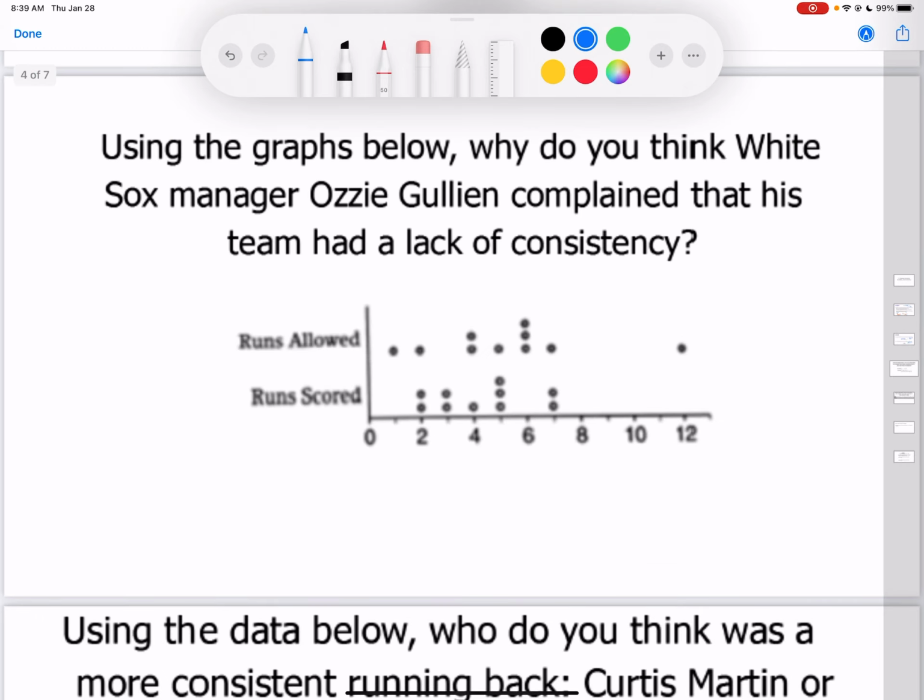So let's say we're looking at two different graphs. White Sox manager Ozzie Guillen complained that his team had a lack of consistency. So what was going on? The lack of consistency is in the runs allowed. So in runs allowed, there is a greater standard deviation. I don't even have to check the standard deviation to see that if I'm ranging from 1 to 12 versus from 2 to 7, that standard deviation is going to be bigger. So you have a greater standard deviation, which means you are less consistent.